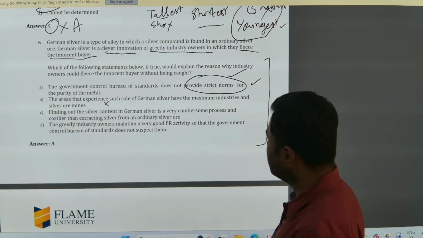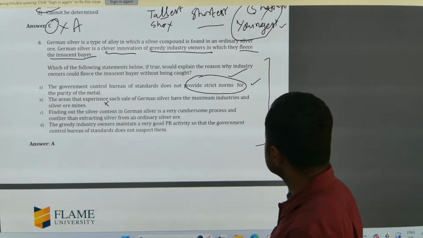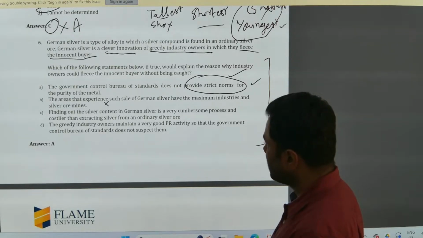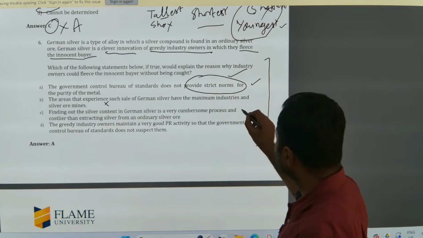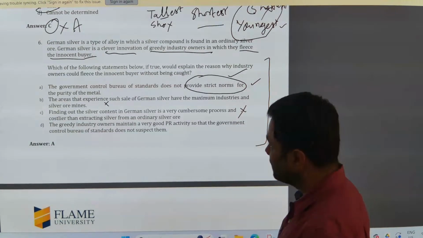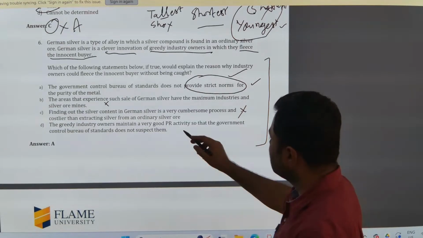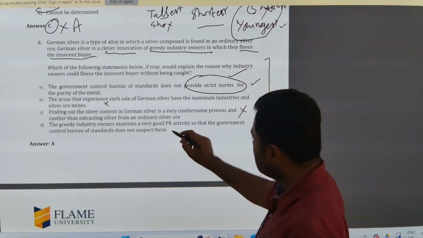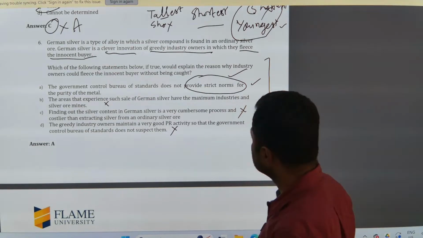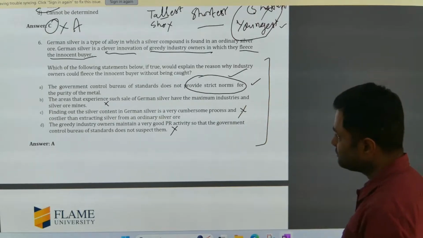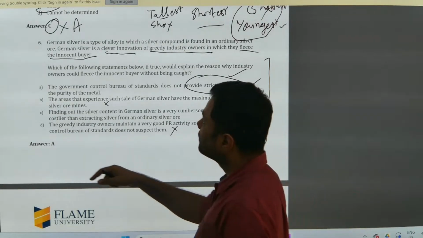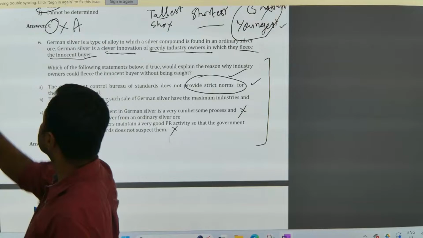Finding out the silver content in German silver is a very cumbersome process and costlier than extracting silver from an ordinary silver ore. Again, this is not making sense. The greedy industry owners maintain a very good PR activity. PR activity cannot save them from getting caught, right? So all of them are wrong. So the correct answer is C.